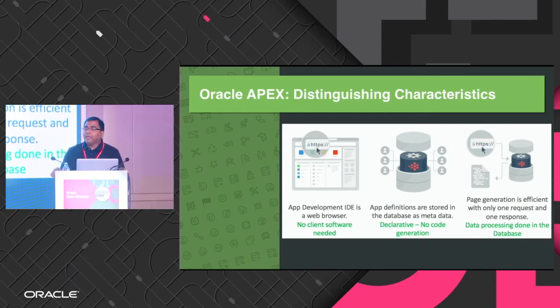Okay? And application definitions are stored in the database as metadata. There's no code generation. It's all completely declarative. Once you build an application in Apex, all of the application definition is stored as metadata. So when you want to export this application, you would typically be exporting a SQL file. For example, you have a development instance and you have a production instance, let's say. The development instance can be cloud, can be on-prem, can be on XE on your laptop or your MacBook, wherever it is, right? You have a browser and you start building an application.